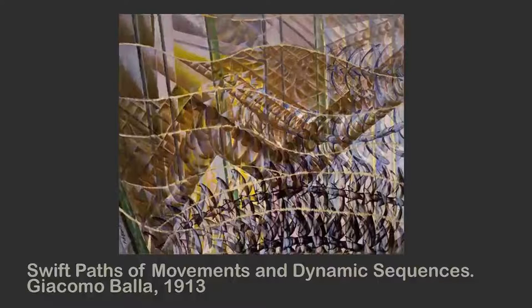By the same artist, Giacomo Balla, swift paths of movements and dynamic sequences, whose movements probably are of birds, because when you look at the painting carefully, you can see small little images of birds sweeping across the space. Even to ask the identity of the bird depicted here may be a stupid thing to ask. Actually, the intention of this painting has got nothing to do with the depiction of a bird, because the main concern is about the speed and movement of the bird.